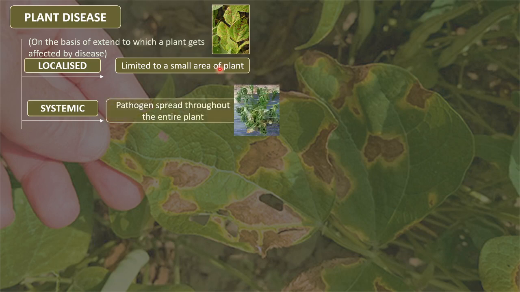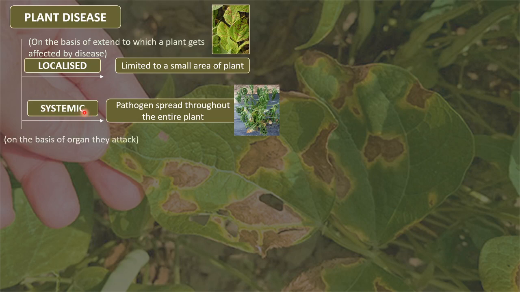Then what is systemic? Systemic or systematic is where the pathogen spreads throughout the entire plant. You can see the effect of the pathogen all over the plant. Then it is called systematic or systemic. That is, the pathogen has spread all over the plant. It could spread on the leaves, over the stem, over the bark, right, petiole, roots, everything. So it infects every part of a plant. Then it is called systemic plant disease.